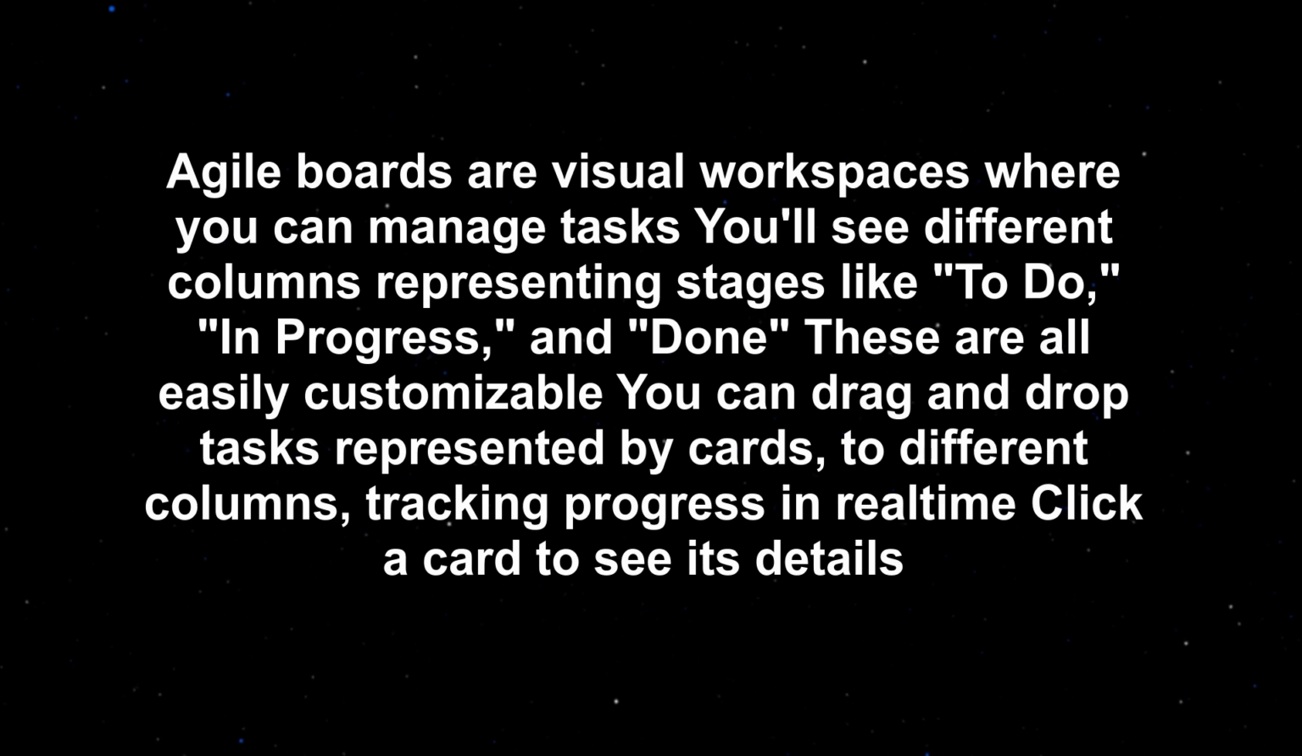Agile boards are visual workspaces where you can manage tasks. You'll see different columns representing stages like to do, in progress, and done. These are all easily customizable. You can drag and drop tasks represented by cards to different columns, tracking progress in real time.